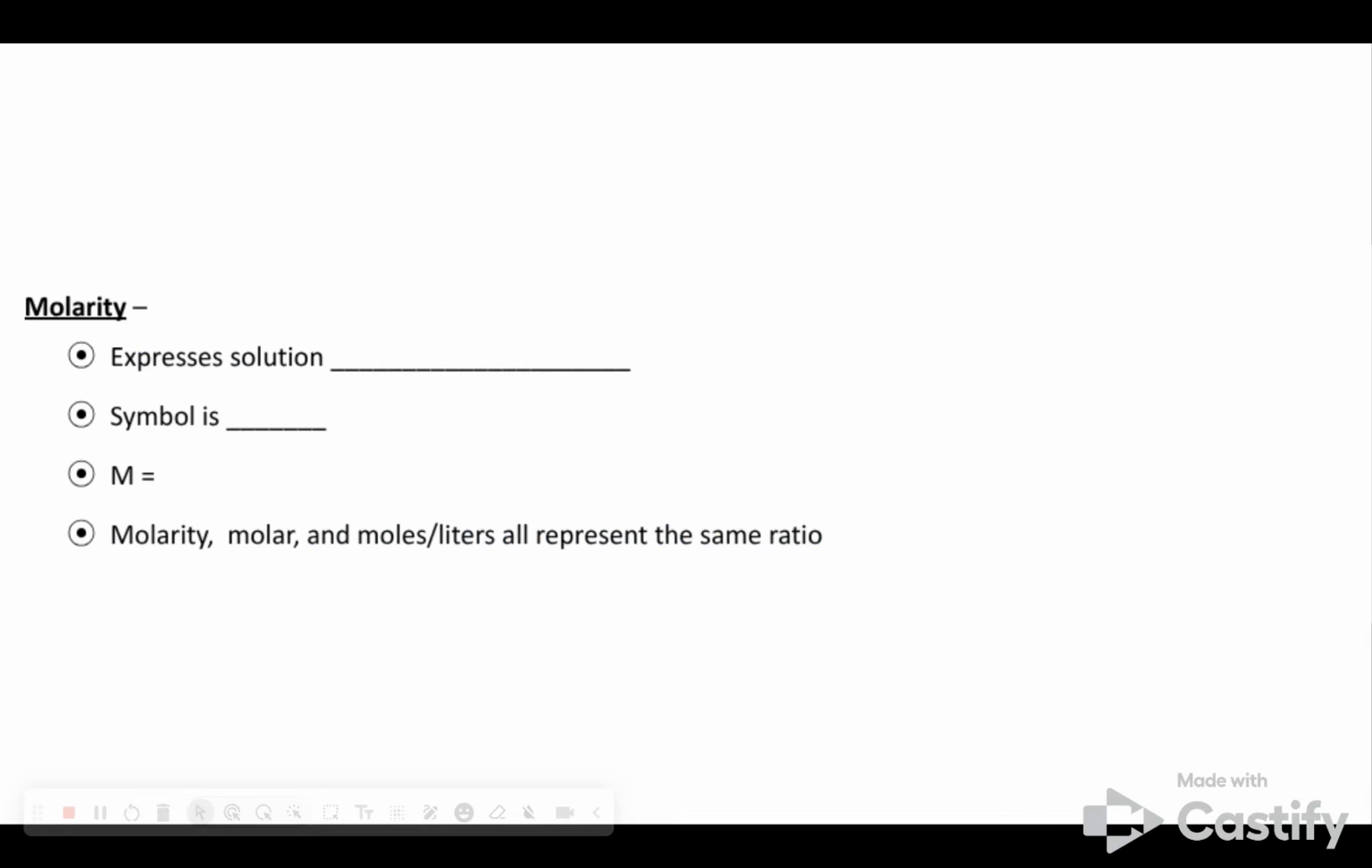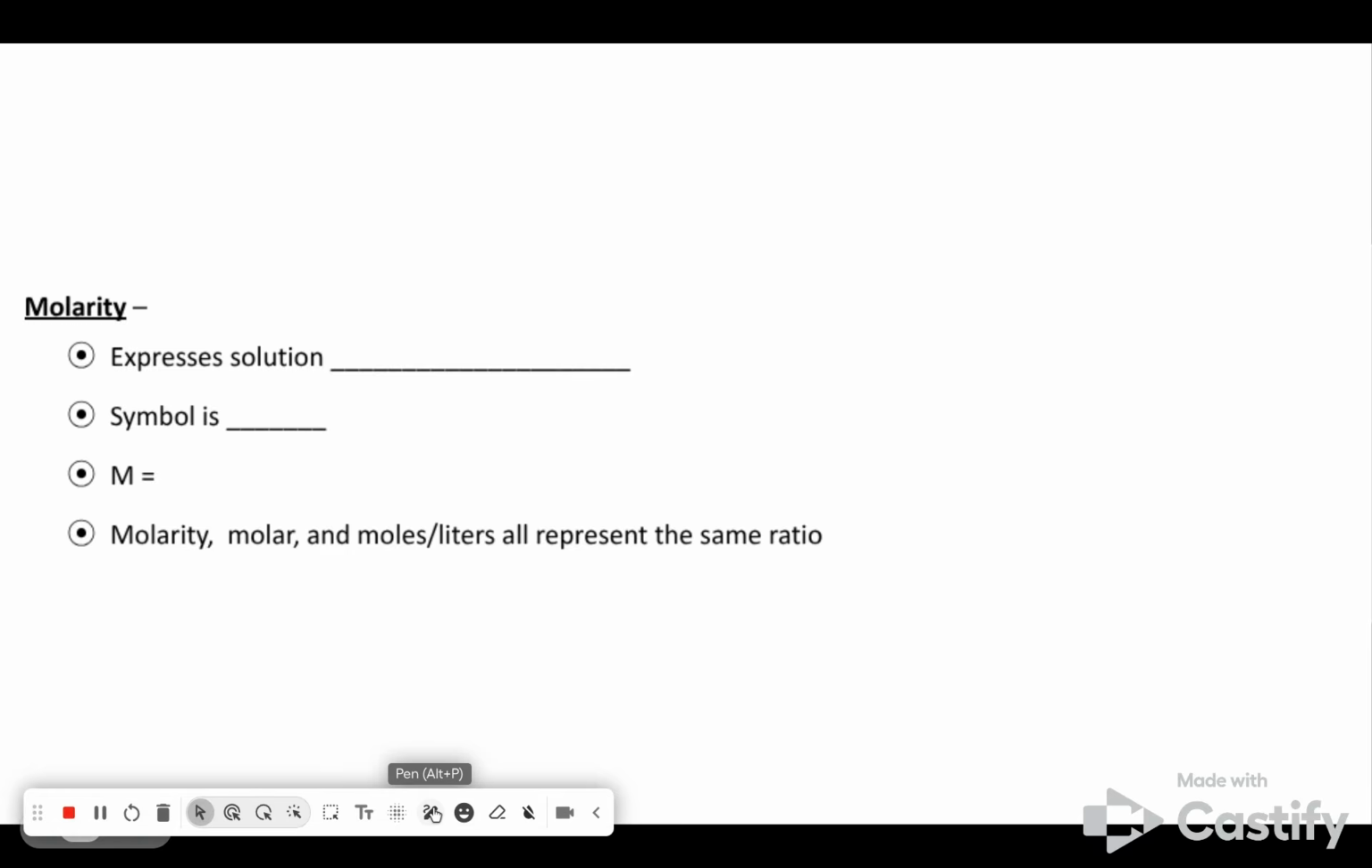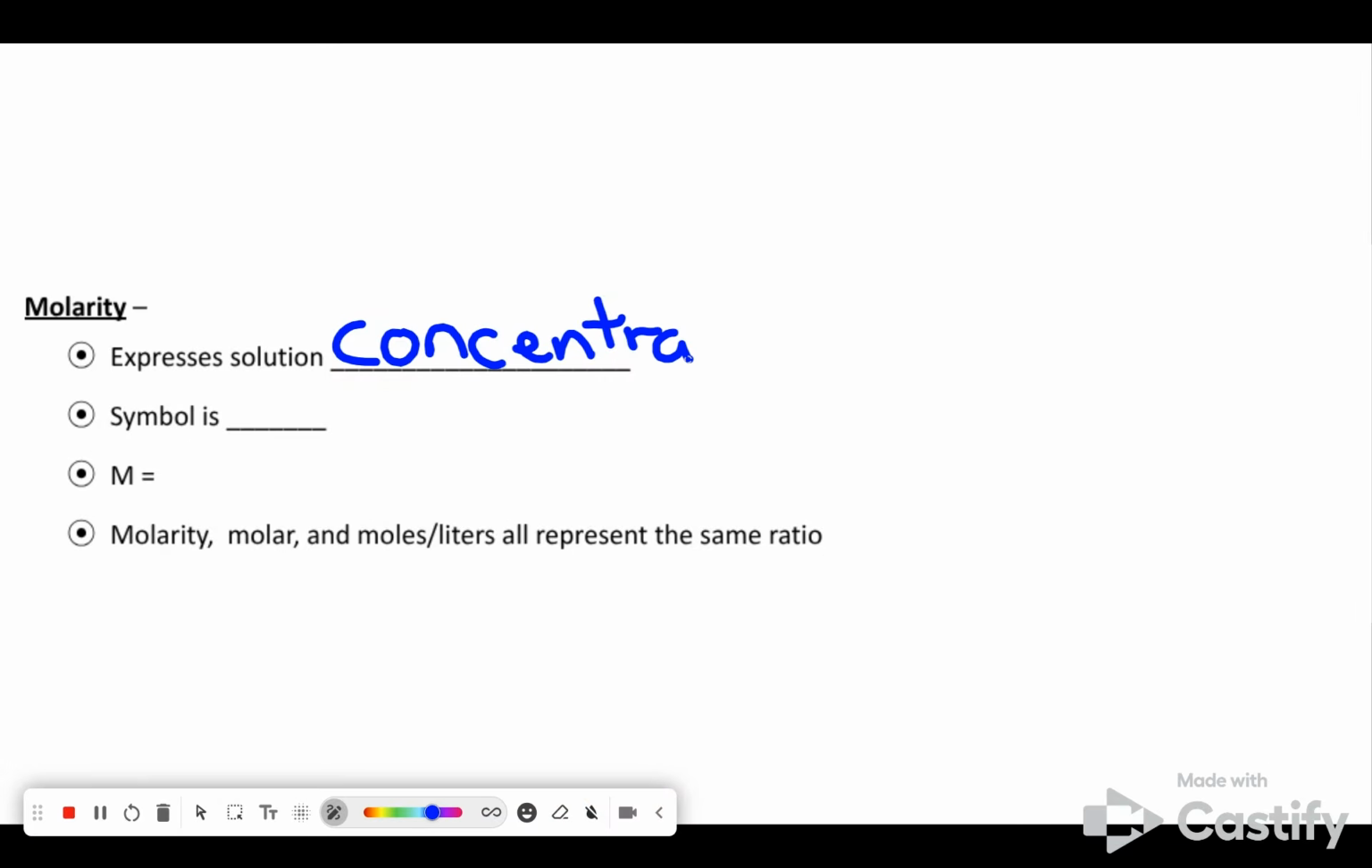Alright, so here we go with our notes for today. If you look, this is at the very front of your packet. So we talk about molarity. Molarity expresses a solution's concentration, so on the blank, it should be concentration. The symbol for molarity is capital M, not to be confused with lowercase m, and it stands for moles divided by liters.